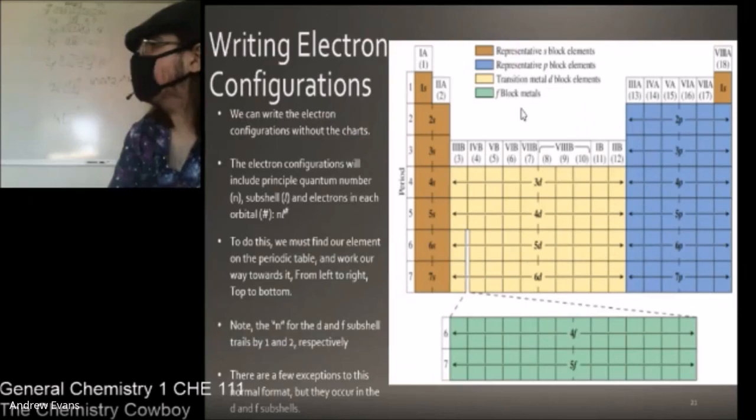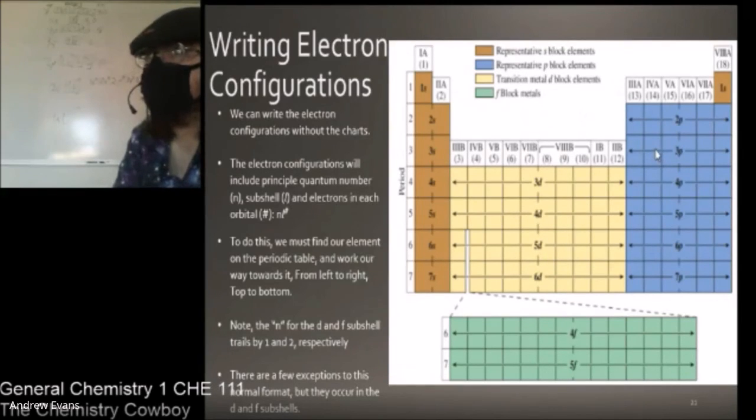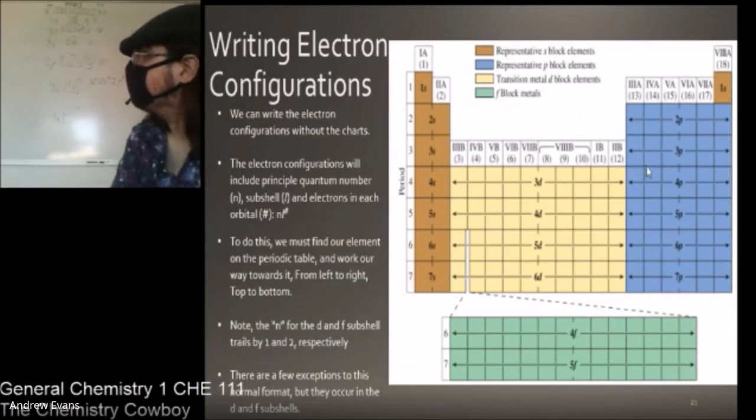So if I said, what is carbon? I would say 1s2, 2s2, 2p2. This is where carbon is located in the table. Silicon, finish out 2p6, 3s2, 3p2, right here in the table. I can work my way across this table, filling it in as I go.